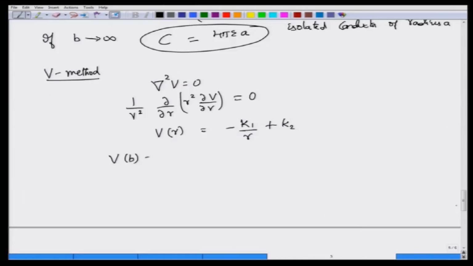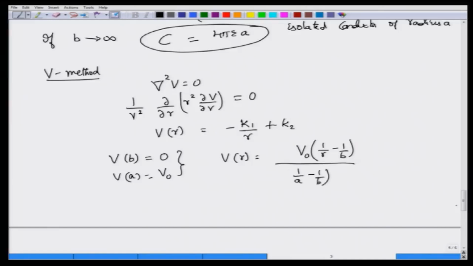I know that at boundary b the potential is kept at 0, and the inner shell is at a potential V with respect to the outer shell. So, V of b is 0, and V of a is some applied potential V0. If you apply these two boundary conditions to this V of r, you can show that V of r can be written as V0 times 1 by r minus 1 by b in the numerator, divided by 1 by a minus 1 by b.